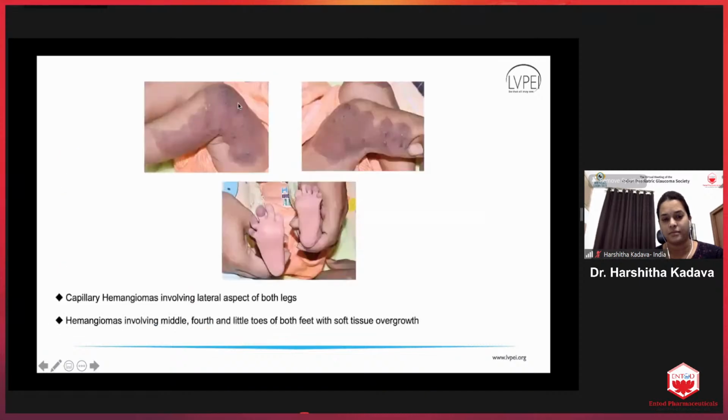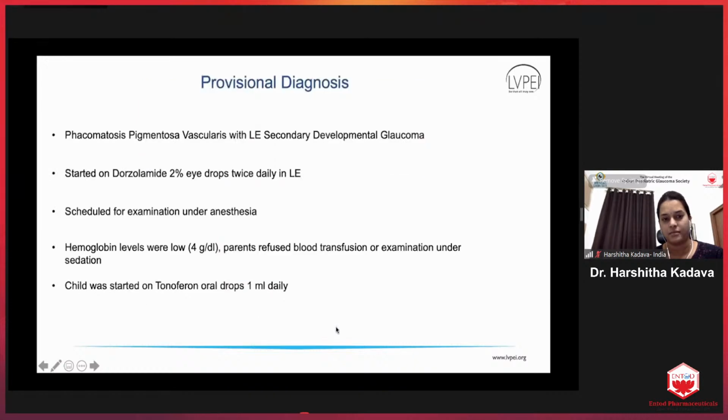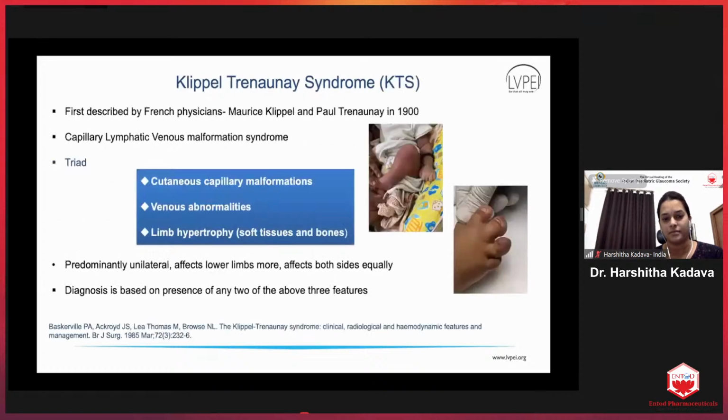The child also had capillary hemangiomas involving lateral aspects of both legs and feet, along with soft tissue hypertrophy, more on the right side. A provisional diagnosis of Phacomatosis pigmentosa vascularis with left eye secondary developmental glaucoma was made, and the child was started on anti-glaucoma medication and scheduled for examination under anesthesia. However, the hemoglobin levels were very low and the parents refused blood transfusion or examination under sedation, and the child was started on oral iron supplementation.